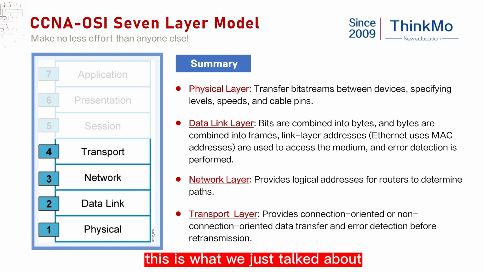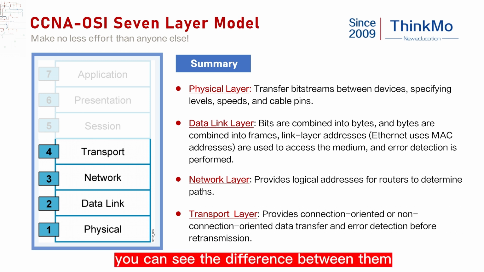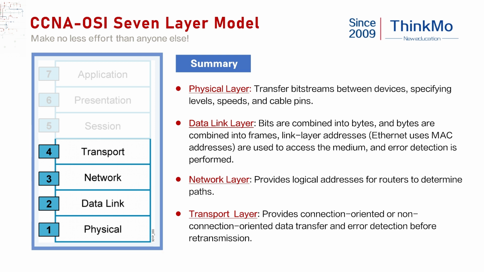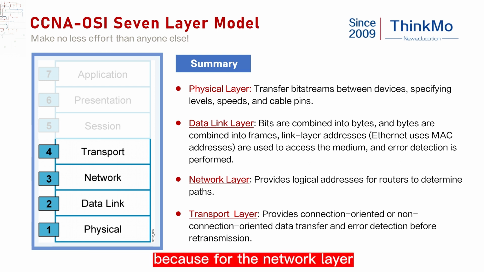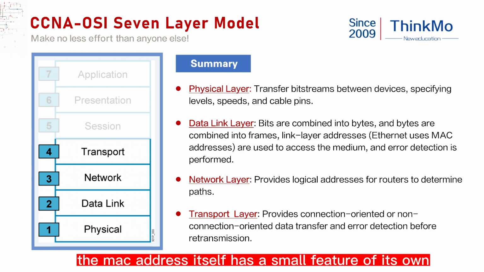This is what we just talked about. We finally make a conclusion: an address provided by the network layer is a logical address. You can see the difference between them. Why is the network layer called a logical address? Because for the network layer, its address is not like a MAC address. The MAC address itself has a small feature of its own.